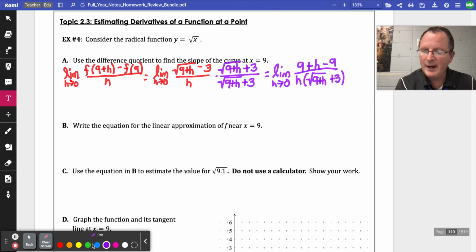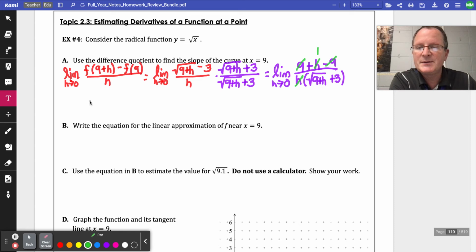Awesome. And so from there, as we've seen numerous times, we have the 9's canceling, and then this h would become a 1, and then I can substitute in. If I substitute a 0 in, I have 1 over the square root of 9, which is 3, plus 3, so 1/6.